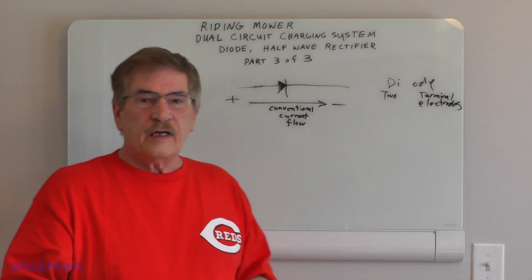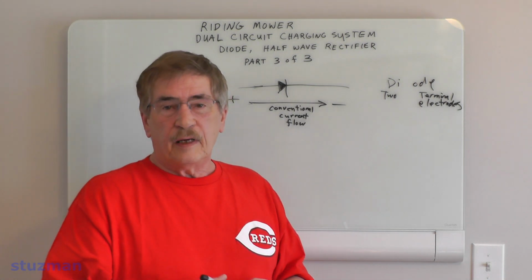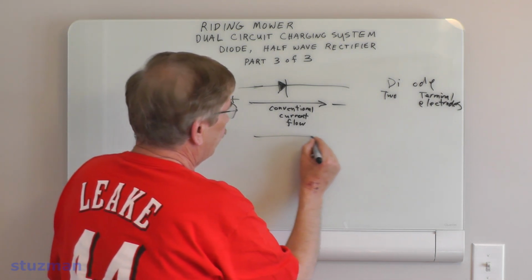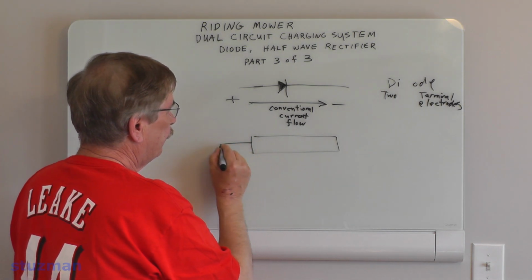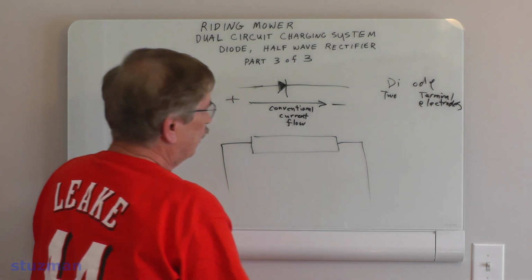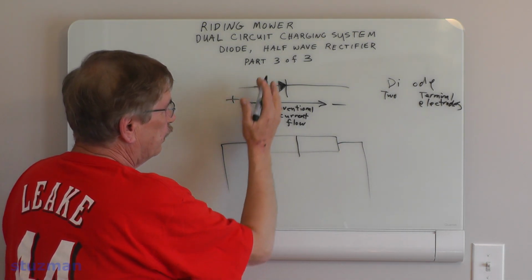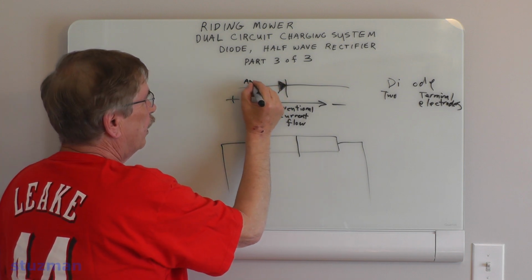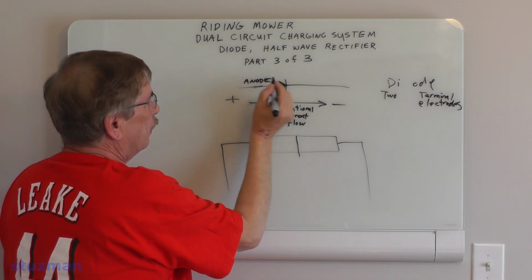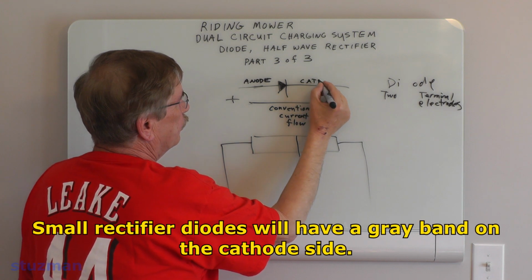Now the diode is a silicon type material. It's made up of silicon. Okay? There's our two terminals coming off, and we can divide it up. This side over here, by the way, is called the anode. This side over here is called the cathode.